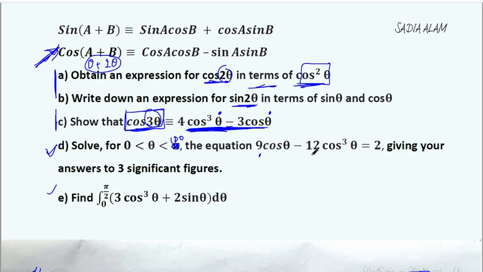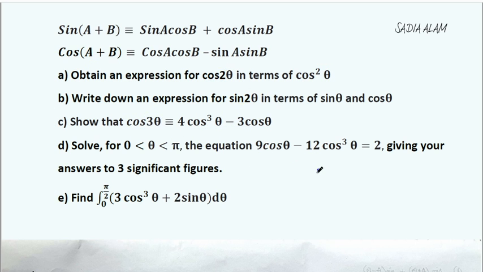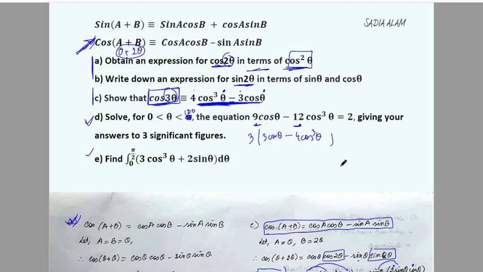Like this is 9 and 12, but this is 4 and 3. So these two are multiples of 3. If we factorize this, you take 3 out, so you get 3 cos theta, 4 cos cube theta. It's the same thing, but the problem is with the sign. 4 cos cube theta has to be positive and this one has to be negative, but in our case it's the opposite. We got this one as negative and this one is positive.